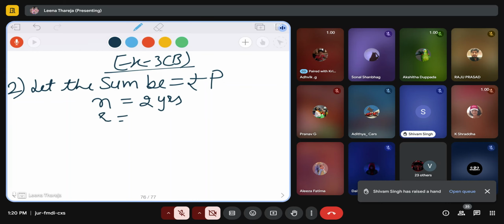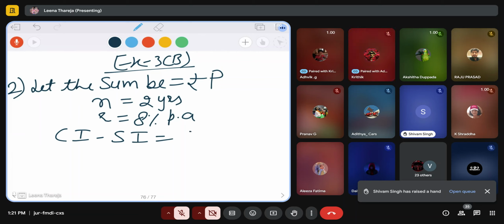Rate they have given 8 or 10. 8 now. 8% per annum. And then they have given CI minus SI is equal to 54.40.